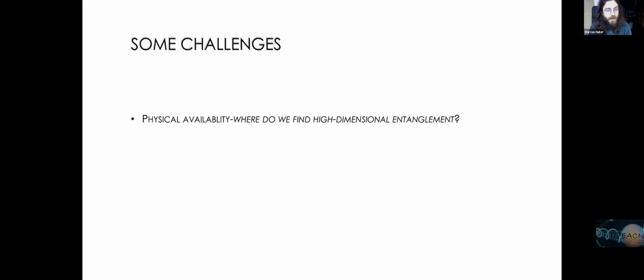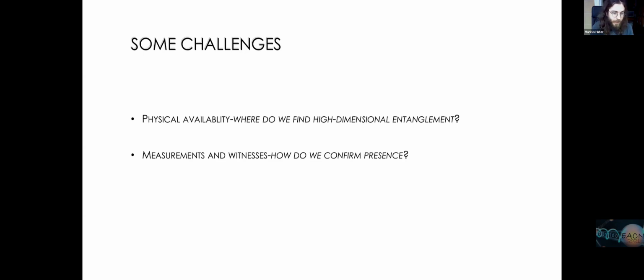So there are a couple of really big challenges in really utilizing these high-dimensional systems. First of all, physical availability. Where do we even find high-dimensional entanglement in the first place? Because if it were so much more expensive to create than the qubit counterparts, then it really wouldn't make sense to even pursue that route. Luckily here, one can say that it is routinely generated in almost all down conversion experiments, which are anyway the workhorse of most photonic quantum communication.